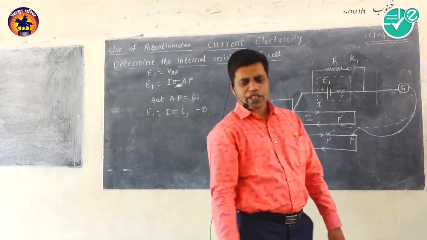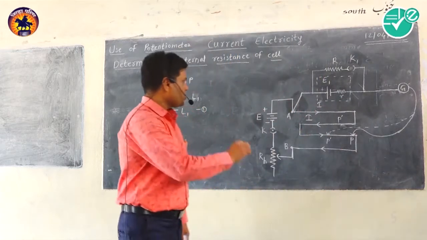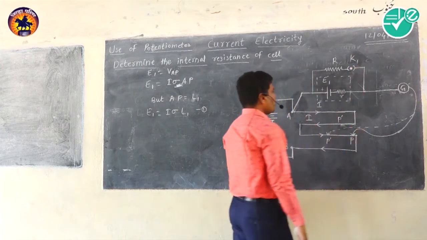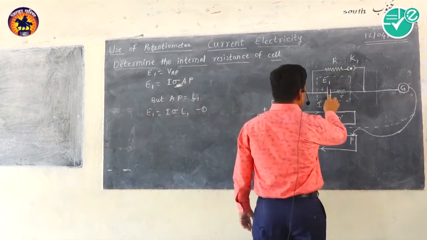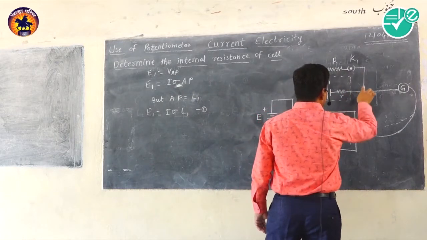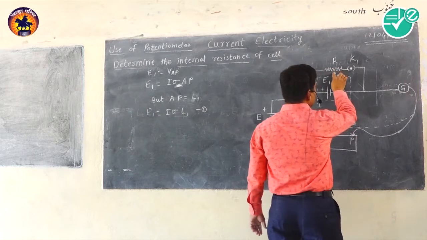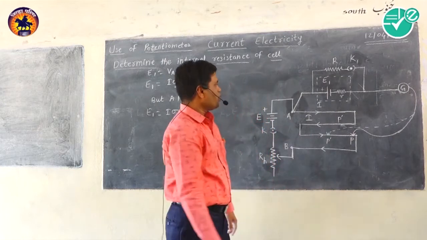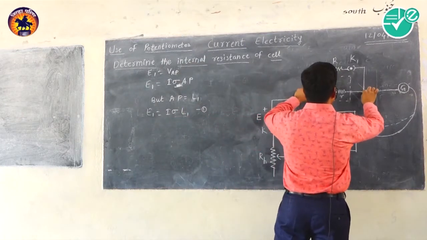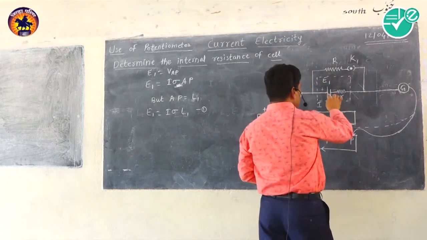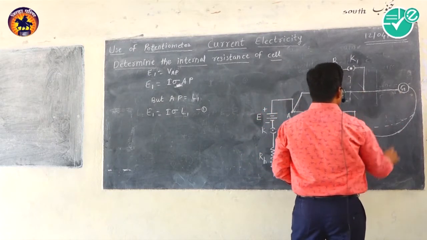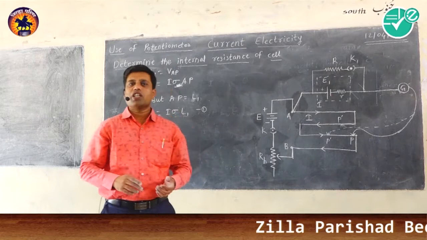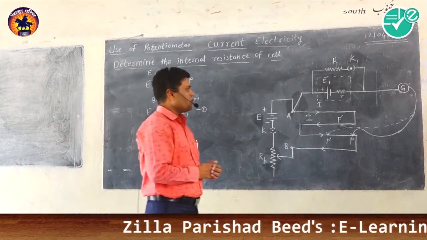Now in the second case, you have to make one modification. Instead of opening this key, you have to close the key K1, and because of that, the cell E1 sends a current through the external resistance R. This external resistance comes into the circuit, and some potential drop will occur. This potential drop gives the terminal PD of the cell E1, and now the galvanometer, instead of measuring the EMF of cell E1, measures the terminal PD of cell E1. In this case, you have to follow the same procedure.